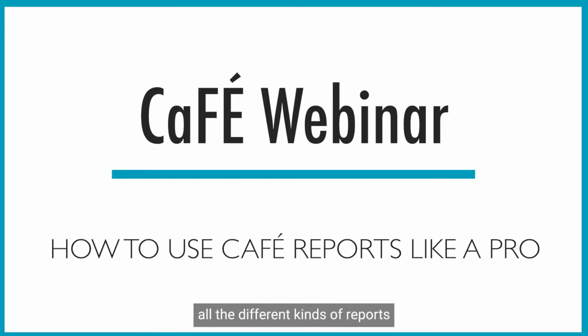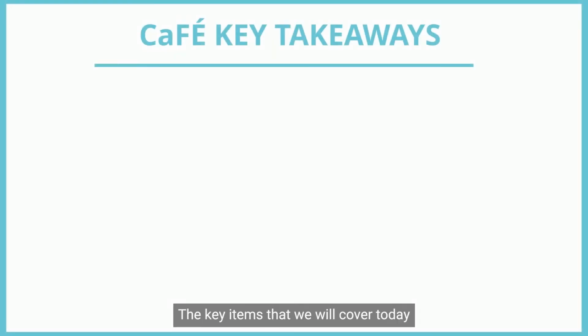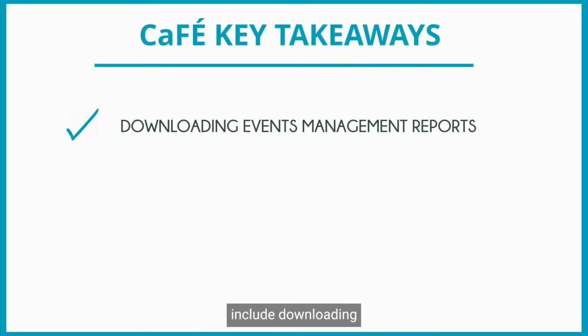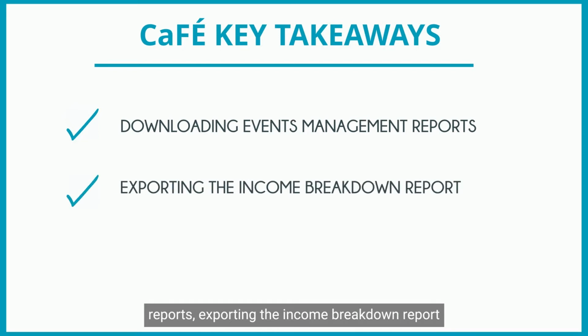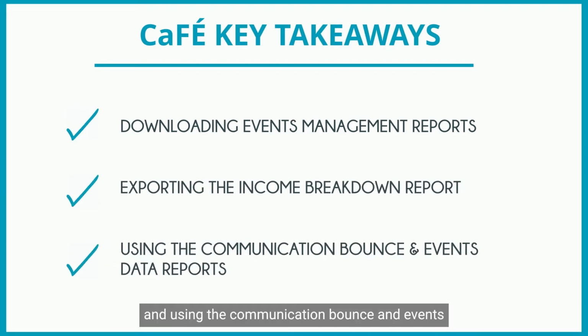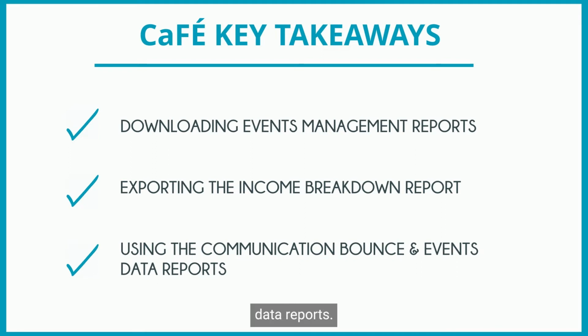Today, I'll be showing you all the different kinds of reports that you can download from CaFÉ and how to pull that details and information from your call. Reports can help in numerous ways to organize your info and keep records of your events. With each report, I'll go through some tips and tricks for how to best use them. The key items that we will cover today include downloading events management reports, exporting the income breakdown report, and using the communication bounds and events data reports.